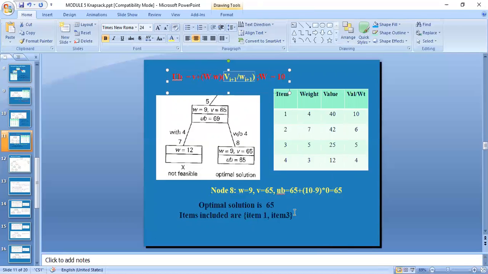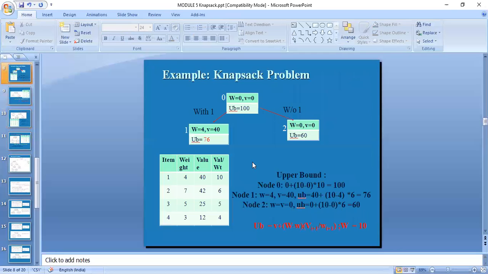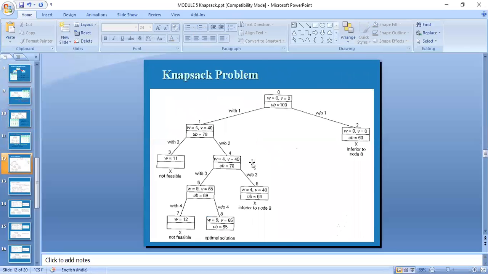Getting it? So node number 7 is not feasible. Node number 8, the value is 65. Okay. Now we need to compare it with the values which we have discarded. So for that we will move on to this level where at this particular point we are comparing 70 with the 60, which is maximum. 70 is maximum. So we have moved further.